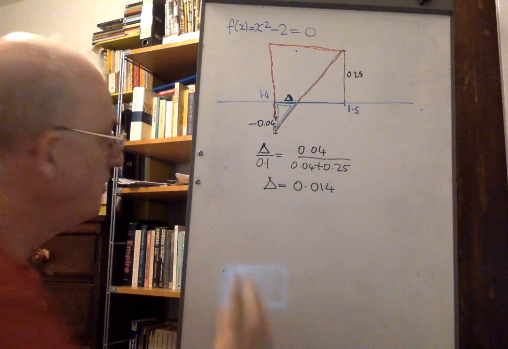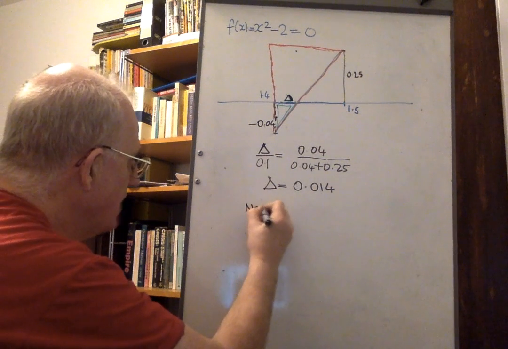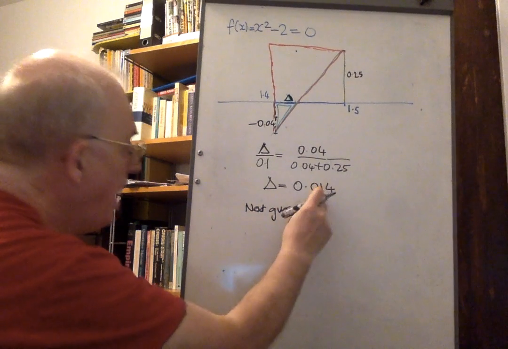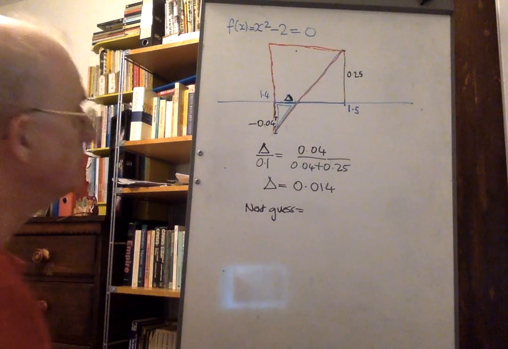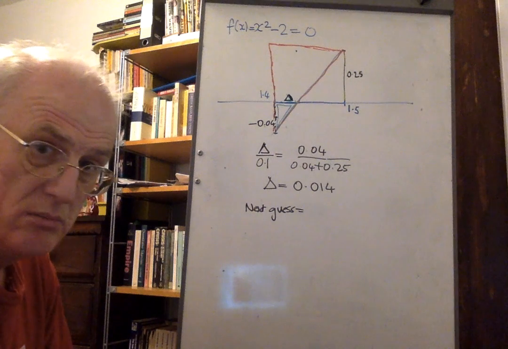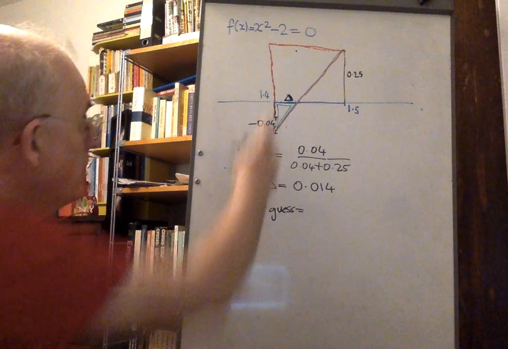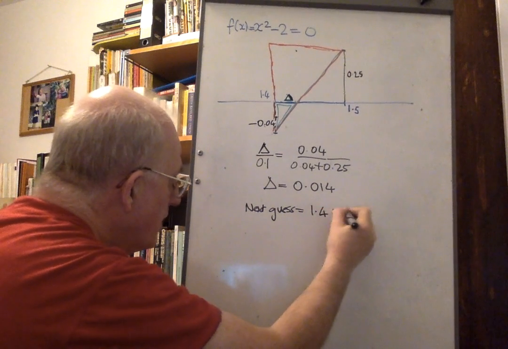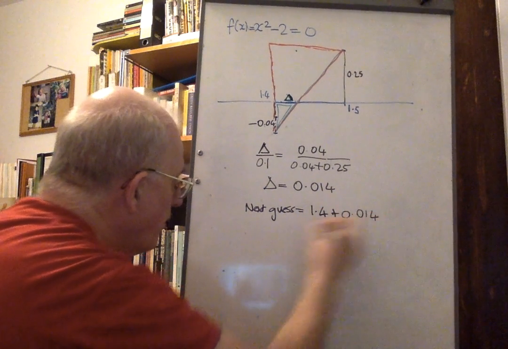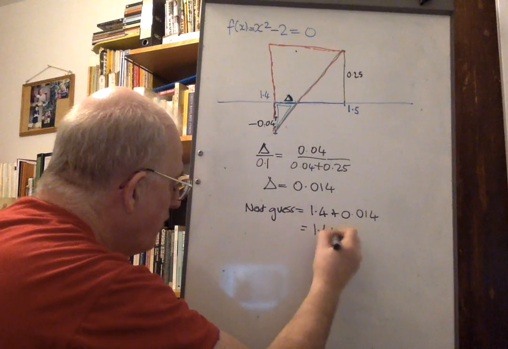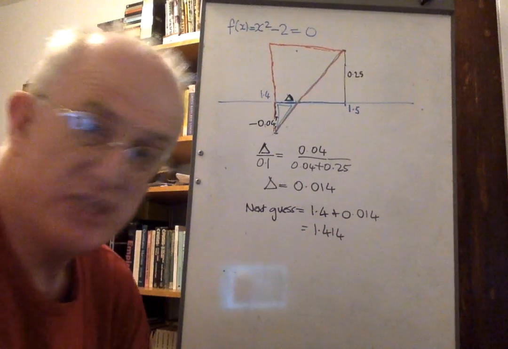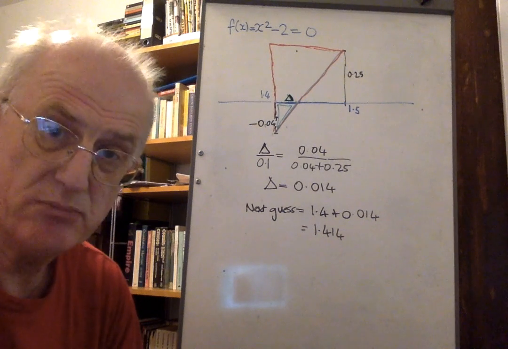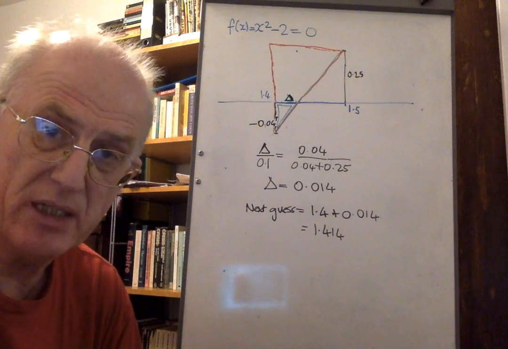All you have to do now is to say what your next guess is, which is to add your delta to your point there, which is 1.4 plus 0.014, which is 1.414, which is actually a pretty good approximation. And that's the end of your linear interpolation.